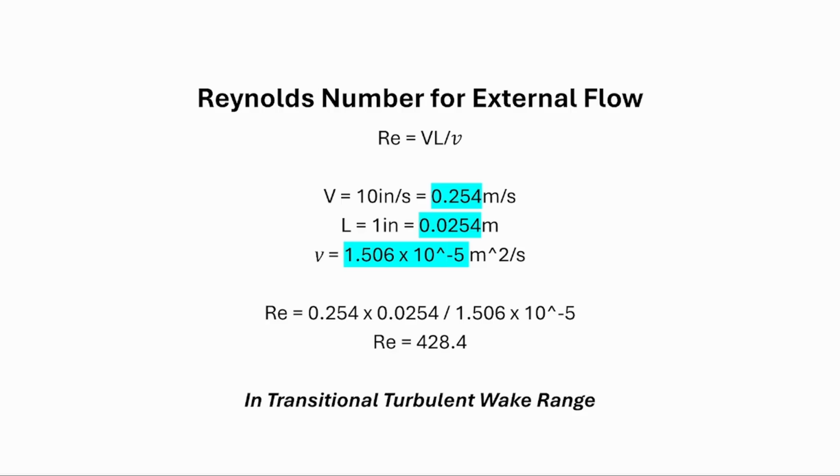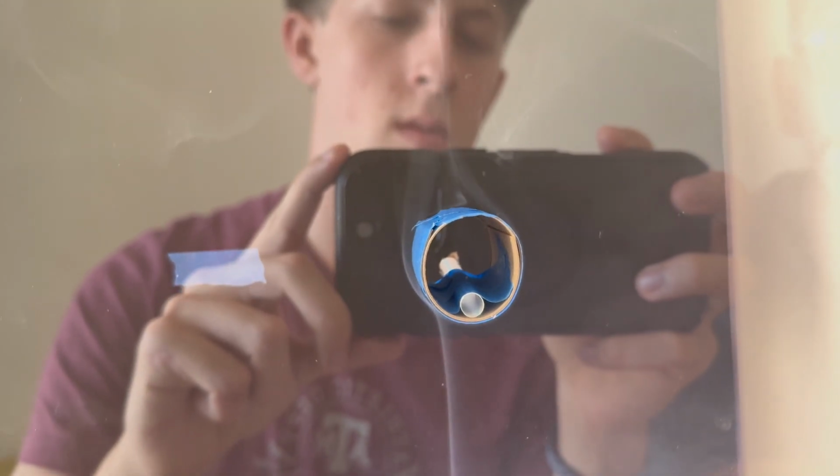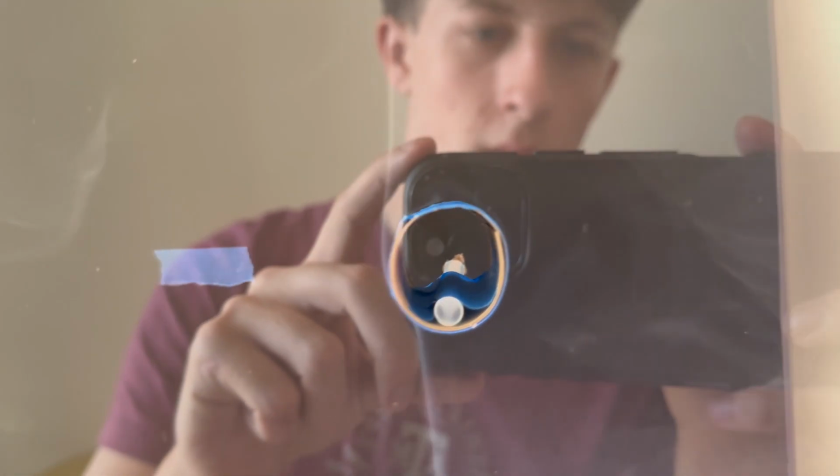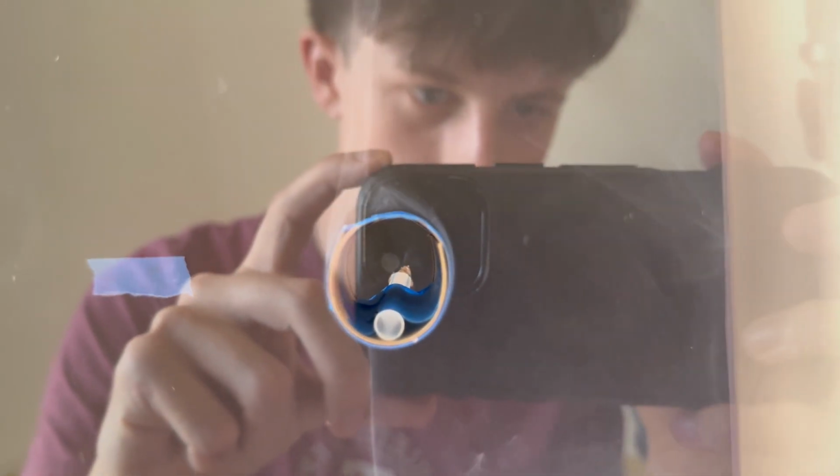Which, as you can recall from earlier, means that it's in the very beginning, barely transitional flow, which means it has turbulent wake. And if you can remember, or I guess I'll show you here. Here you can see that the flow is separating with the somewhat turbulent wake after passing the object. So I'd say it's pretty accurate here.